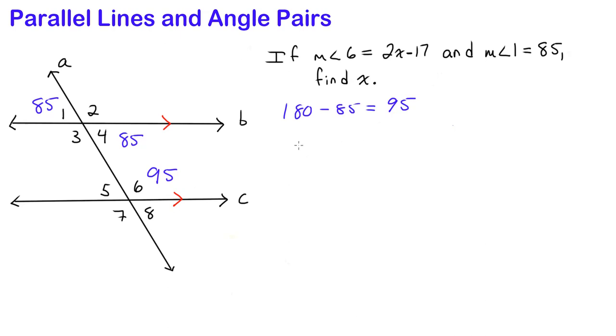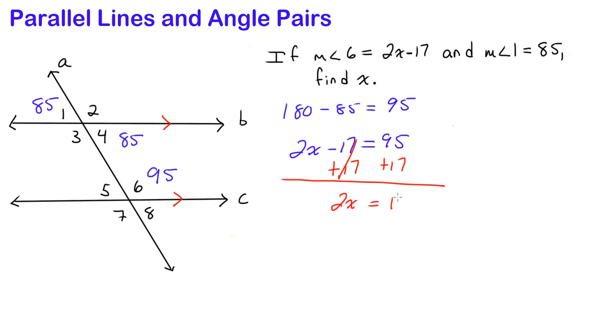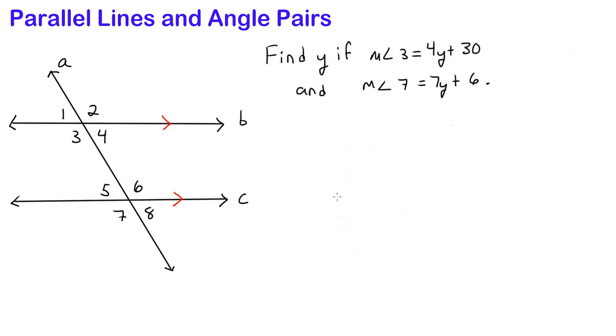And my equation is 2x minus 17 equals 95. So I'm going to add 17 to both sides. And I get 2x equals 112. And then finally, I divide both sides by 2. And I get x equals 56. All right, next example here.